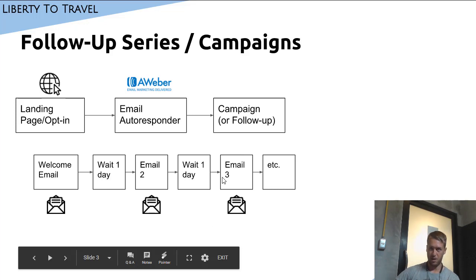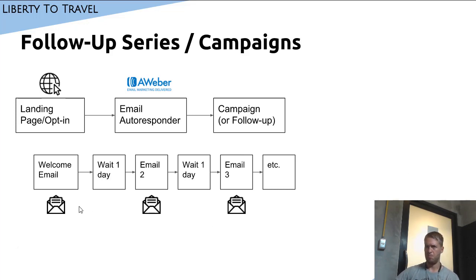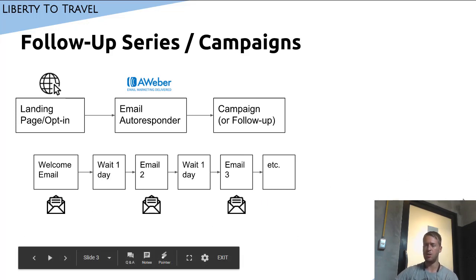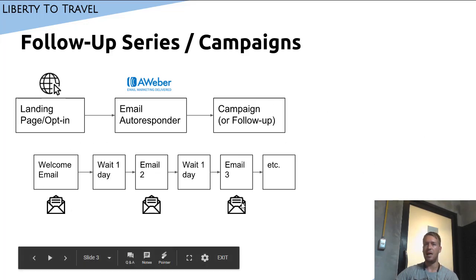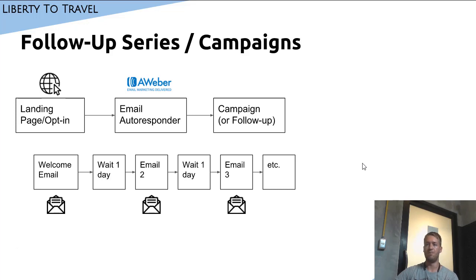So you can have a very long email sequence. Sometimes it's like 20, 30 emails. I've had sequences that were that long, like 20 or 30 emails. So that means for a whole month, every single day, they get a different email with different messages. So that is basically how a follow-up or campaign email series works.